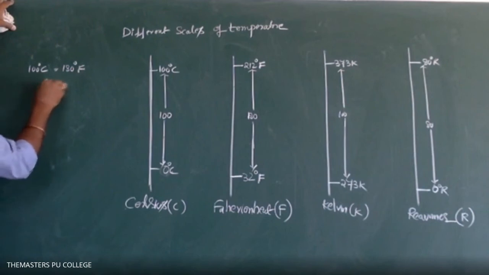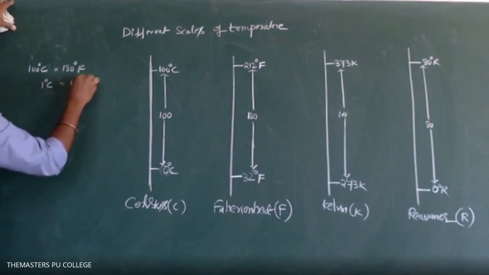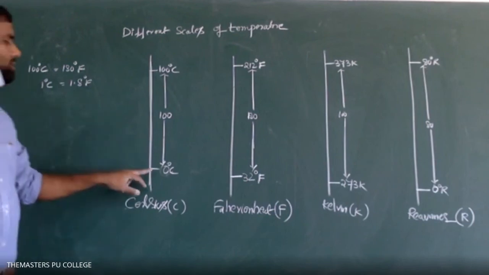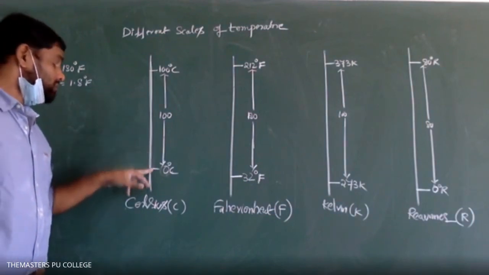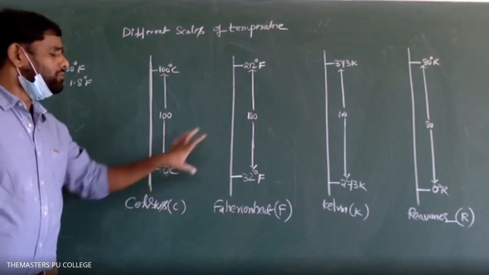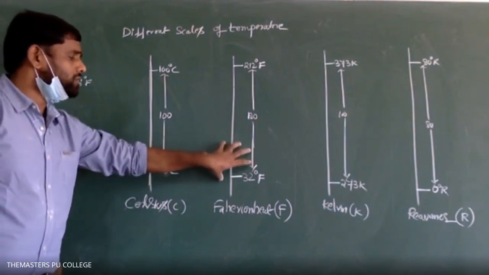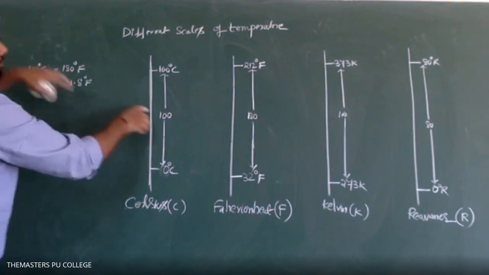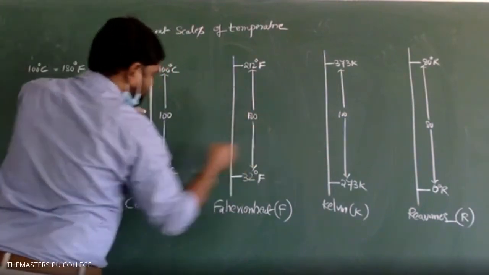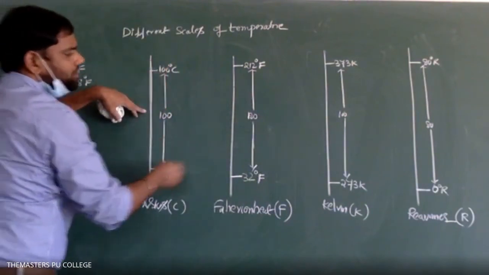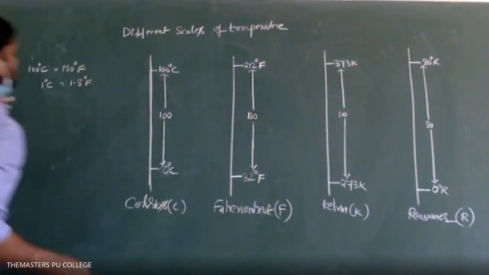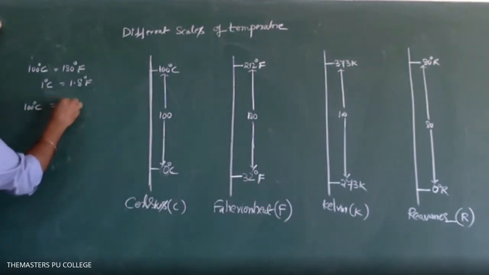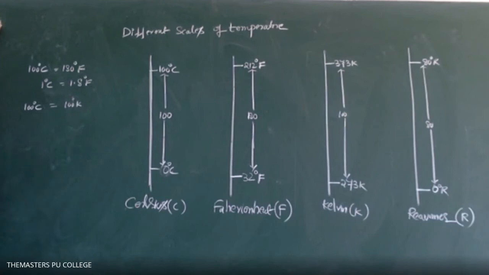Then a 1 degree rise on Celsius scale is equal to a 1.8 degree rise on Fahrenheit scale. So if the temperature is raised by 1 degree on the Celsius scale, the rise in temperature on Fahrenheit scale must be 1.8 degrees. And if these two are compared, if 100 degrees are raised here, then here also 100 degrees has to be raised. That's why a 100 degree rise on Celsius scale is equal to a 100 degree rise on Kelvin scale.